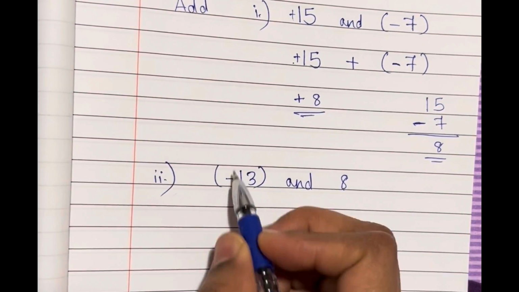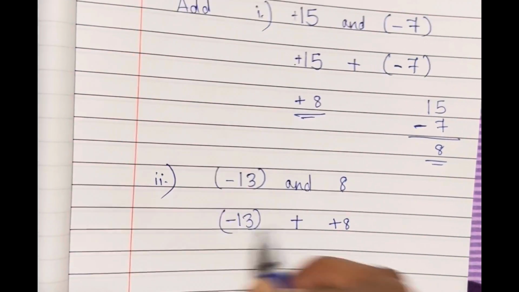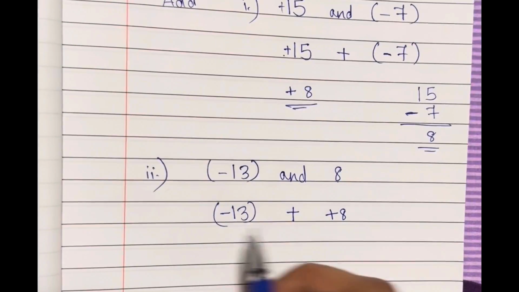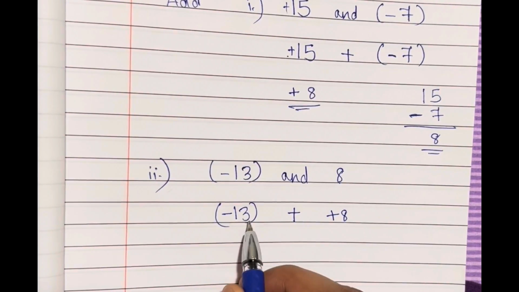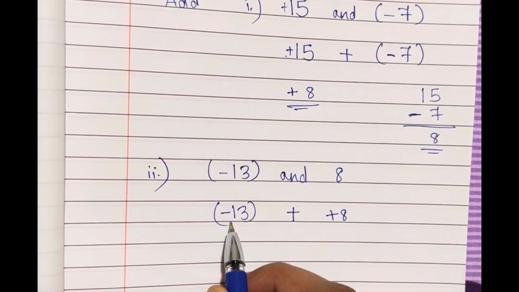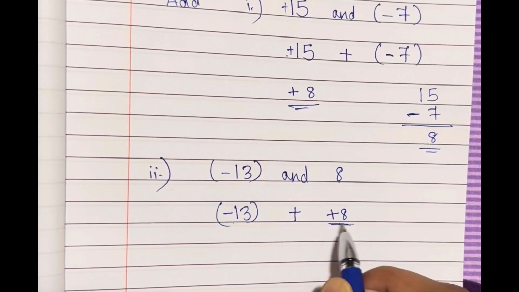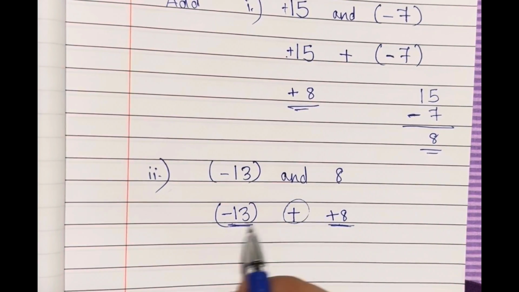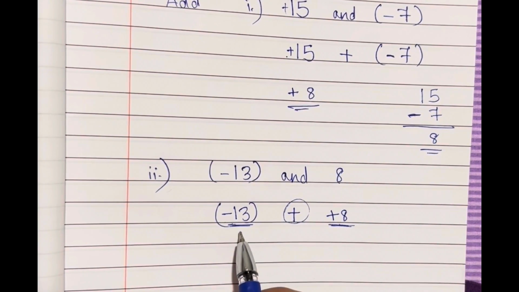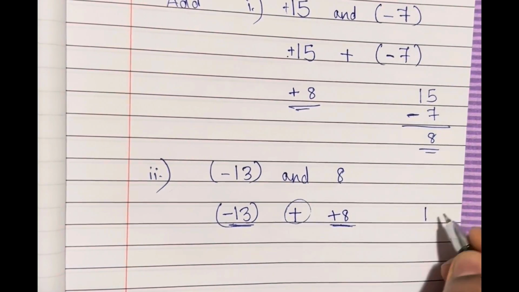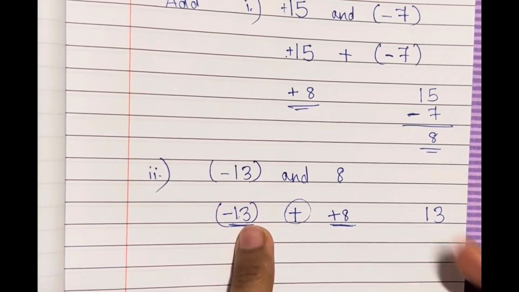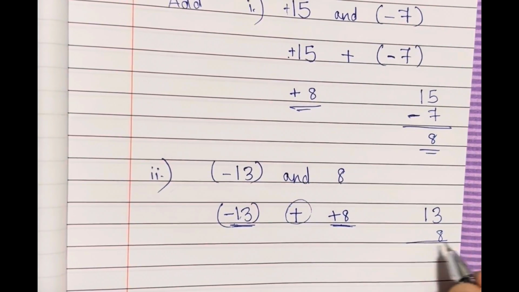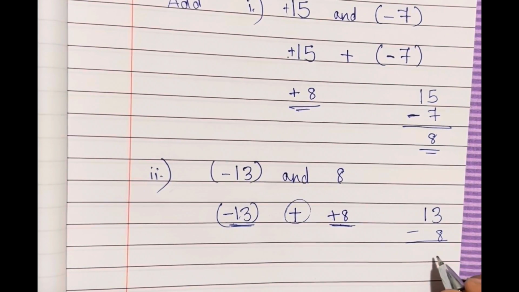So this minus 13 we are writing as such, and this 8 simply means plus 8. Now look at the equation. One is a negative integer, the other is a positive integer. The operation is addition. So what do we do? One is positive, one is negative. Subtraction. So take the two numbers 13 and 8 without considering the sign. Simply subtract them. What is the answer? 5.